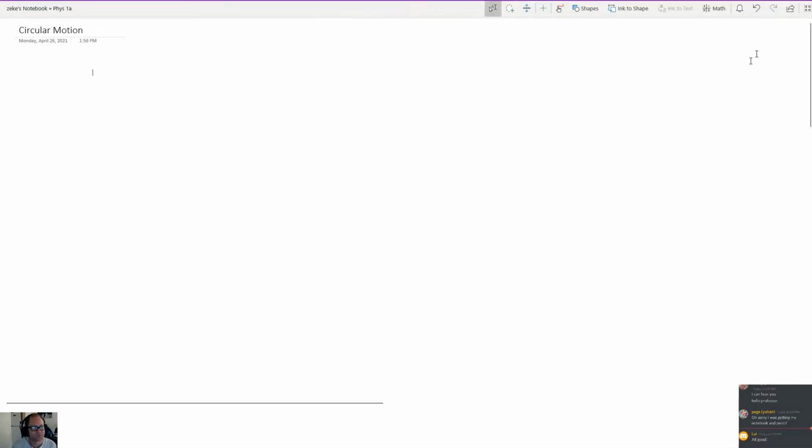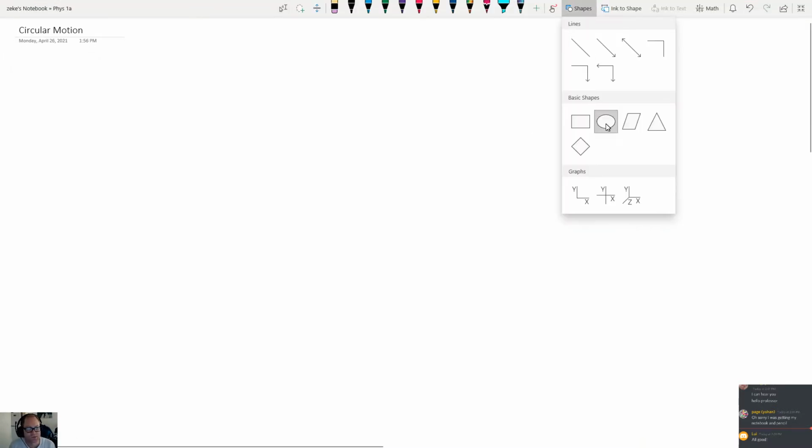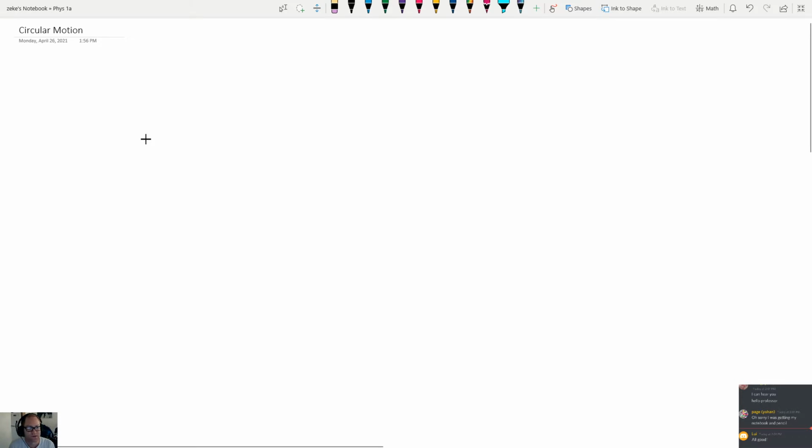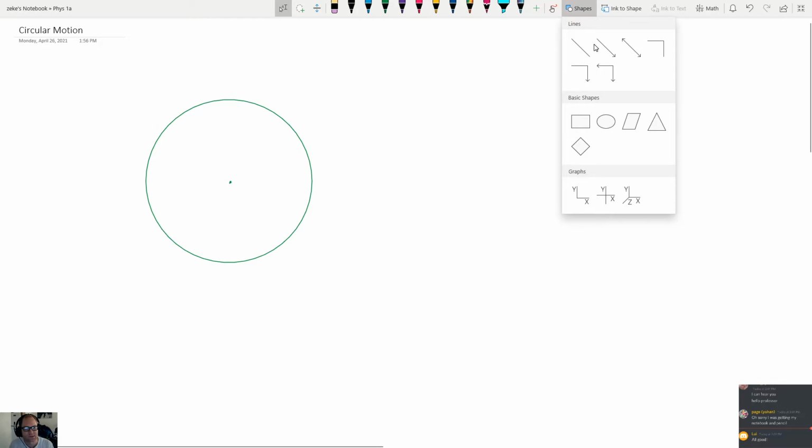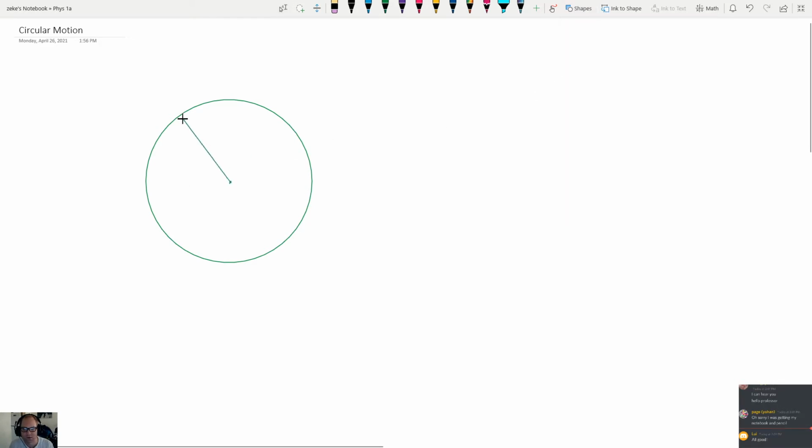All right, so let's go to full screen here, and let's get this to where I can see Discord. Okay, so let's start off by drawing a circle. Let's say I have an object that's traveling in a circular path. For that, we need to know something about the center of its motion, which should be somewhere right around here. We're going to need to know something about the radius of the motion. So let's label the radius here. I think we're going to call the radius of this circle capital R.